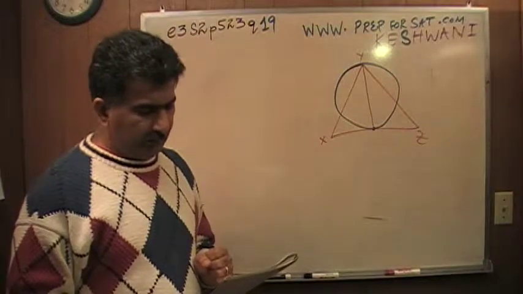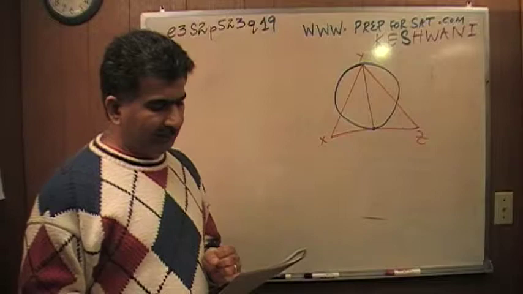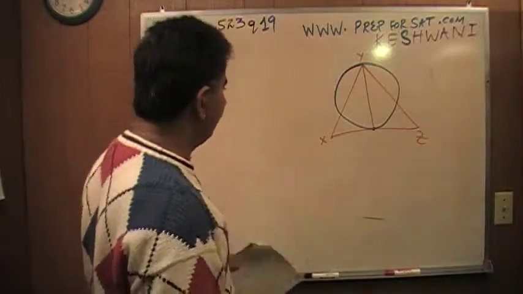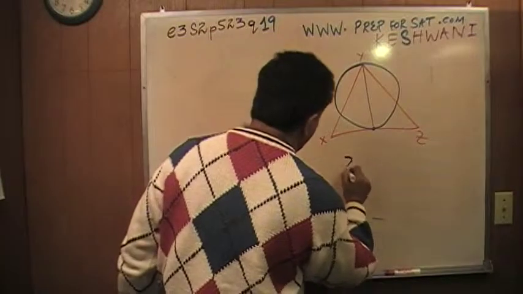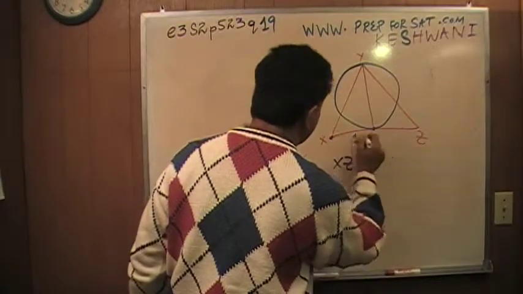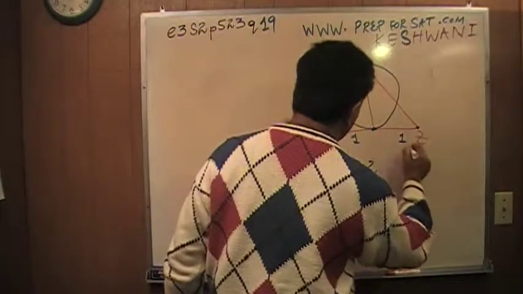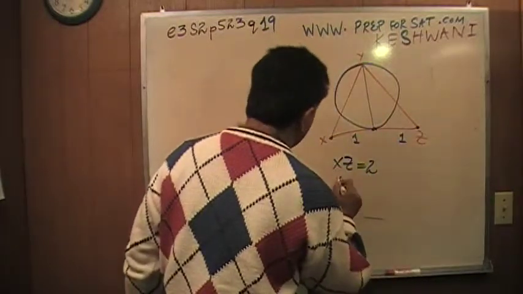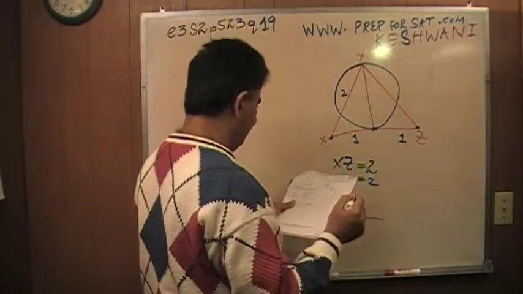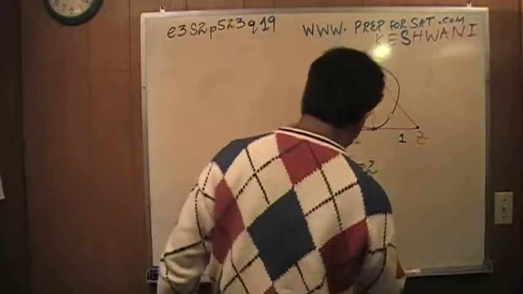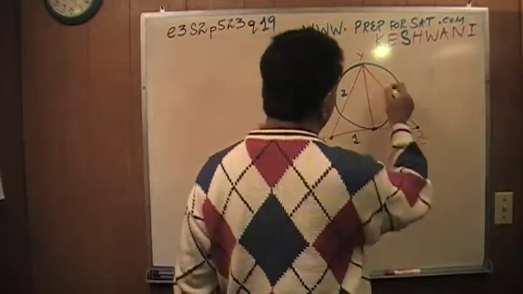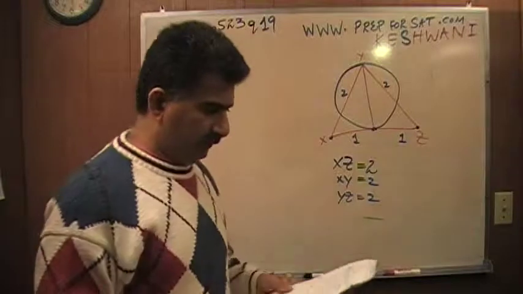We are told that XYZ is the equilateral triangle and the length of XYZ is 2. Well, length is 2, which means X to Z is 2, which means we can conclude that from here to here is 1, from here to here is 1. X to Y has to be 2, this side here has to be 2, and Y to Z, of course, has to be 2, this side right here. Let's see what's the question asking.